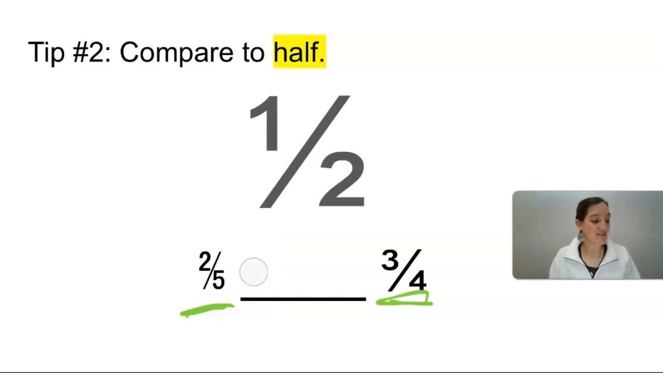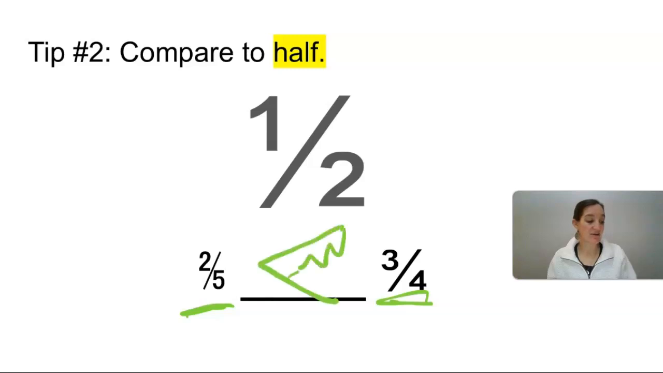And then this 3/4, like I just showed you, is more than half. So I definitely know that the alligator is going to be going for the 3/4 because it's a much bigger piece. So if you have two numbers where one is below half and one is greater than half, do it. If you have two numbers that are both bigger than half, then I've got another tip for you.